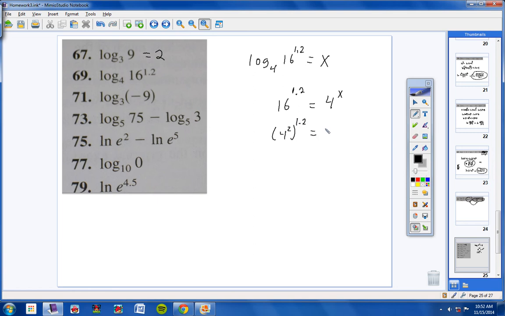Equals 4 to the x, okay? Multiply these together and you get 4 to the 2.4 equals 4 to the x. Cross off your bases. 2.4 equals x. Okay? So 2.4 is your answer. Let me check that in the back of the book real quick. And we're moving on. Okay, number 71.